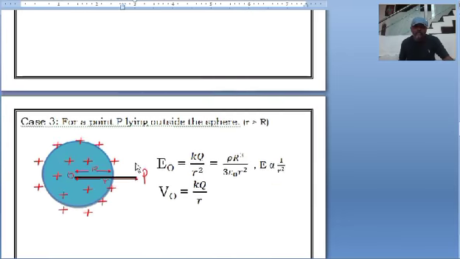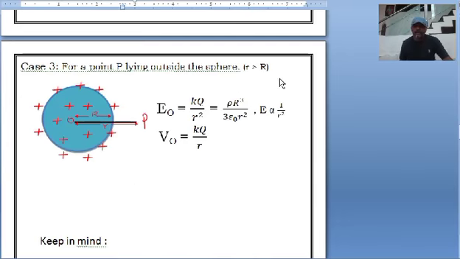Now one more thing. For a point P lying outside the sphere, that is not an issue at all. For a point P lying outside the sphere, E is equal to kq divided by small r square, where small r is the distance of this point from the center. If you replace in terms of rho, you will get rho R cube divided by 3 epsilon naught r square, and E is inversely proportional to r square in this case. Inside, E is directly proportional to r; outside, E is inversely proportional to r square.